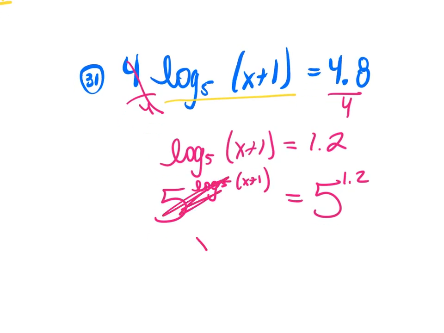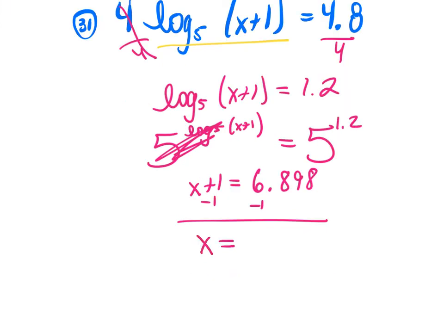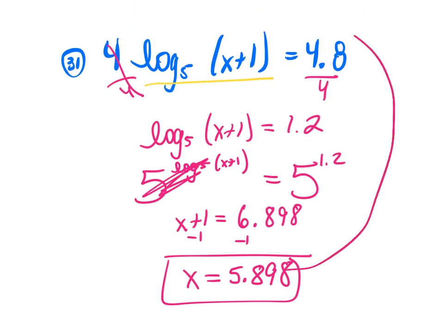This crosses off. You get x plus 1 equals 5 to the 1.2 power, which is 6.898. I'm going to subtract 1 from both sides, and I get x is approximately 5.898. And again, plug it in. Make sure it does not make your log negative, and you guys are good.